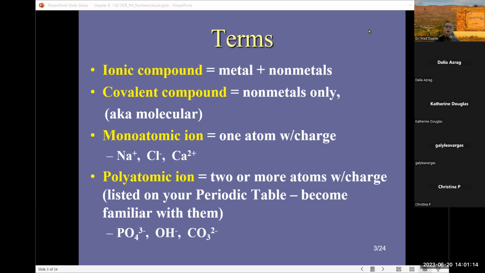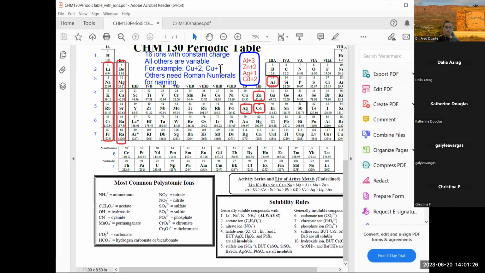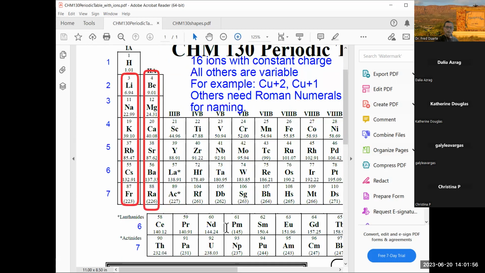Now, I direct you to the periodic table right here. And furthermore, if you look in the bottom left corner of the periodic table, you have a table here called most common polyatomic ions. Now, this is by no means an exhaustive list of all the polyatomic ions out there. There's many, many more. But for us at K130, we're going to focus on these, okay? You'll see that it's either going to be a positive or negative, but there's only one positive polyatomic ion. That's the ammonium. Let me see if I can zoom this up a little bit more.